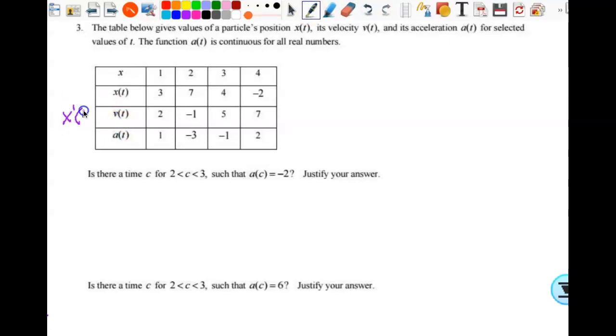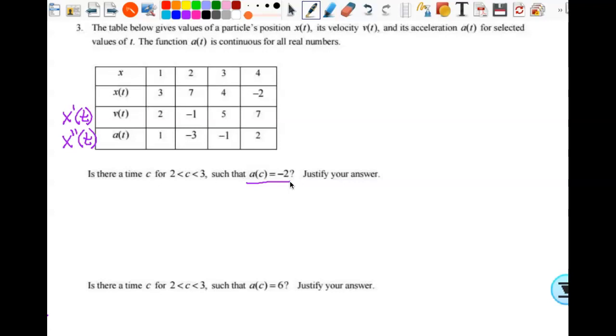This is the same thing as x prime of t. And then so how could I write this in terms of x? X double prime of t, right? So the acceleration is the rate of change of velocity. Velocity is the instantaneous rate of change of position, right? But, and it says that a of t is continuous, and then it asks us, is there a time c such that a of c equals -2, okay? So a of c is the same thing as x double prime of t, right?